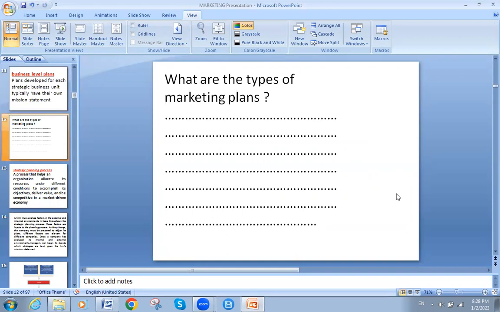And we have a lot of them. If we Google it as well, we will find a lot of types of marketing plan. So while you are answering the question, I will also show you a graph about the types of marketing plan. That will be fine.